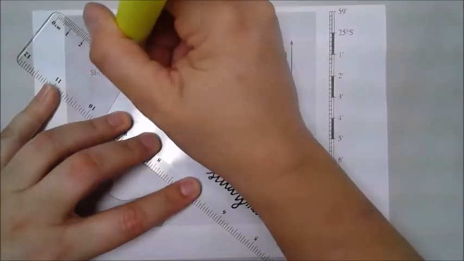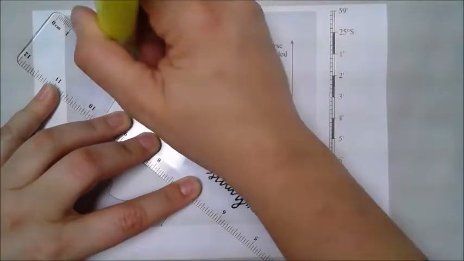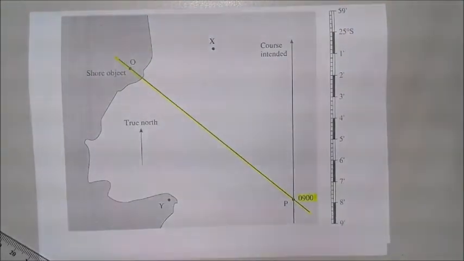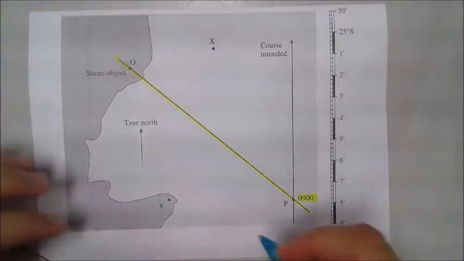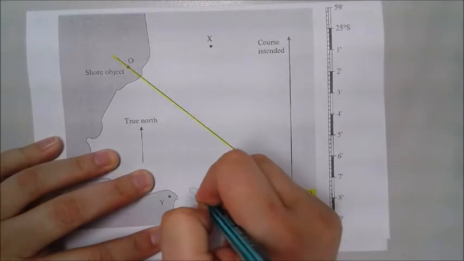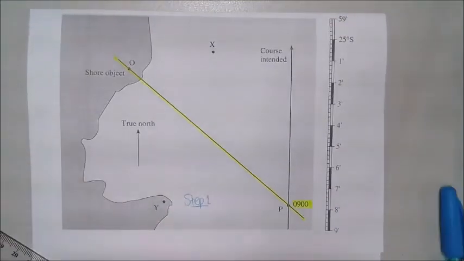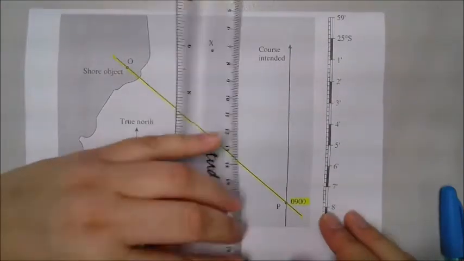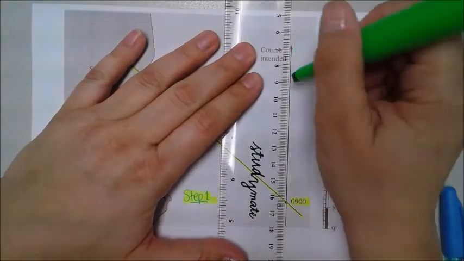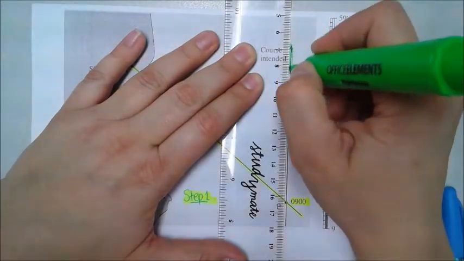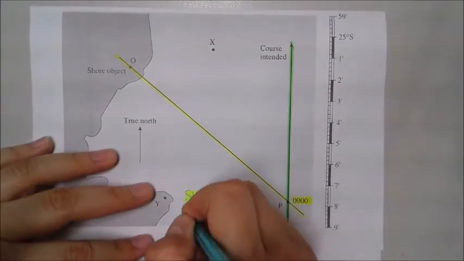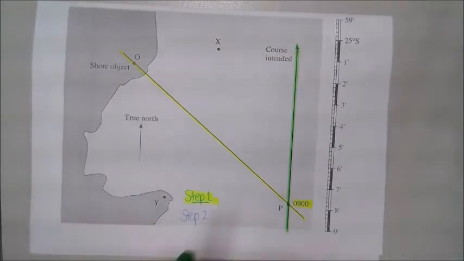Like I said, in this case, you've actually been given this information already. If not, the bearing would be given to you and you would have to plot that. So that's step one, which is yellow. Step two is to plot the intended course. Remember it said the intended course is 0 degrees true, which is straight up and down. Again, you may or may not be given this information. Step two is my green.